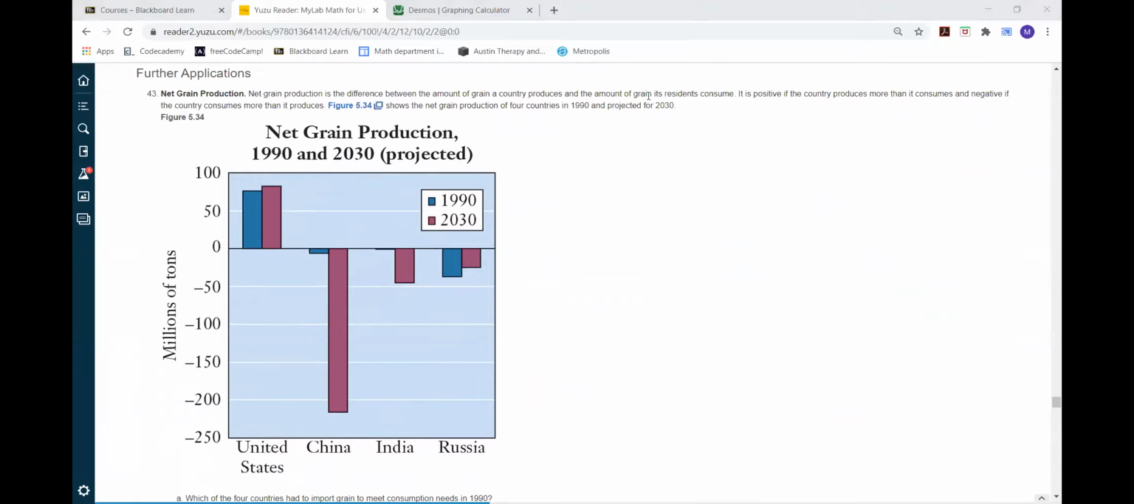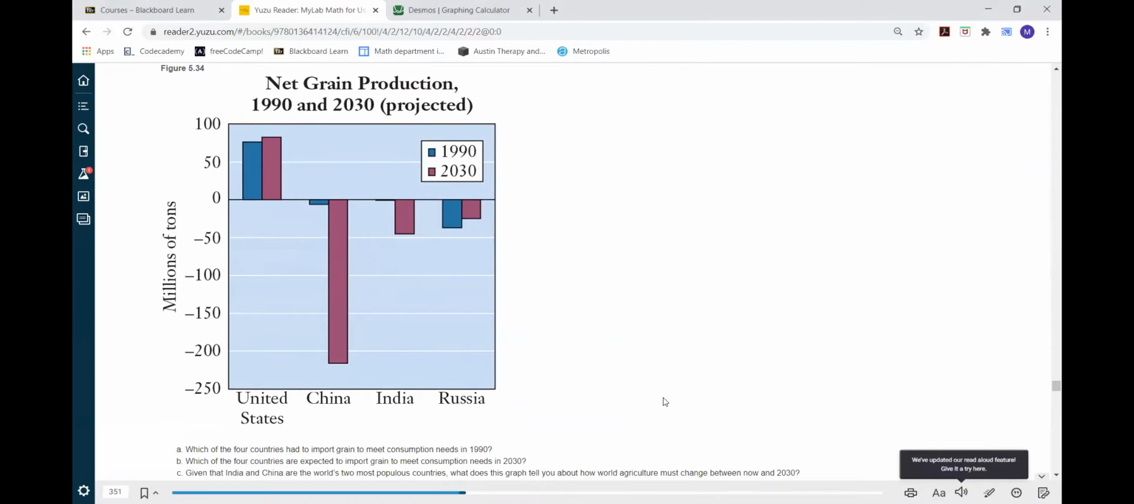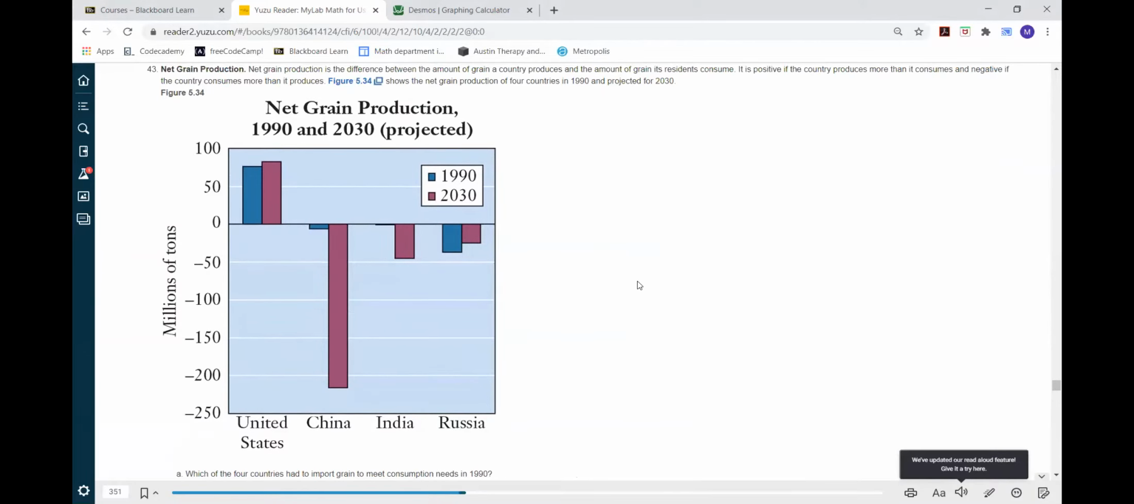Net grain production is the difference between the amount of grain a country produces and the amount of grain its residents consume. It is positive if the country produces more than it consumes, and it's negative if the country consumes more than it produces. Figure 3.4 shows the net grain production of 4 countries in 1990 and projected for 2030. Which of the 4 countries had to import grain to meet consumption in 1990?